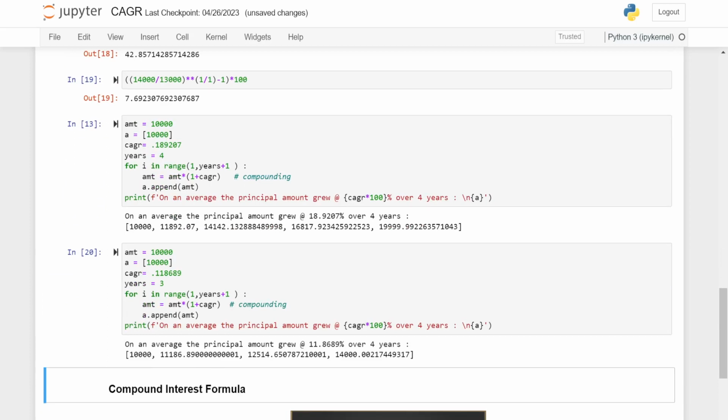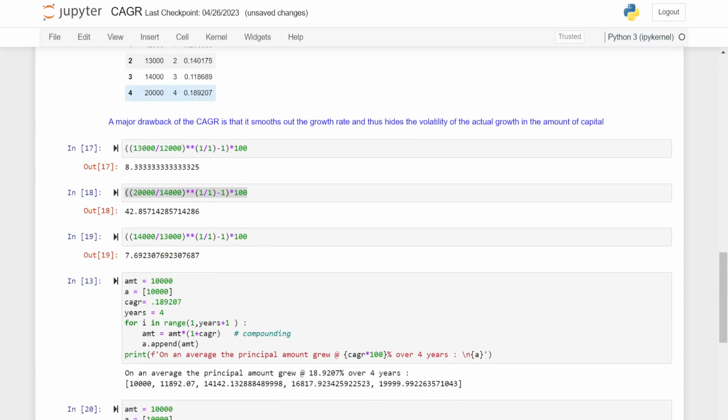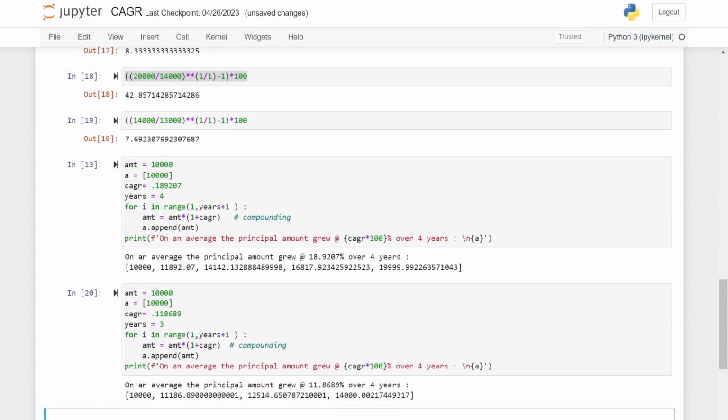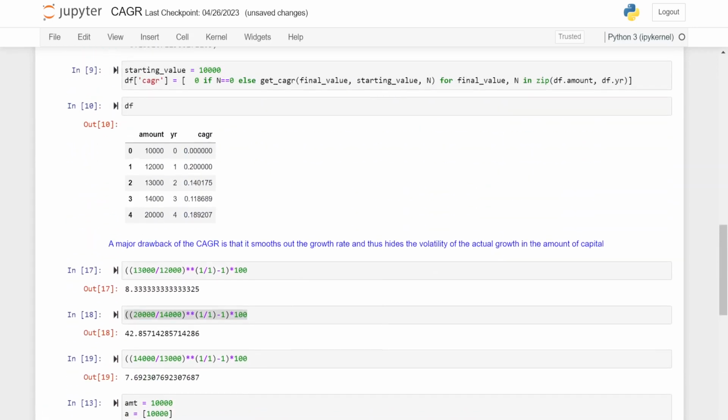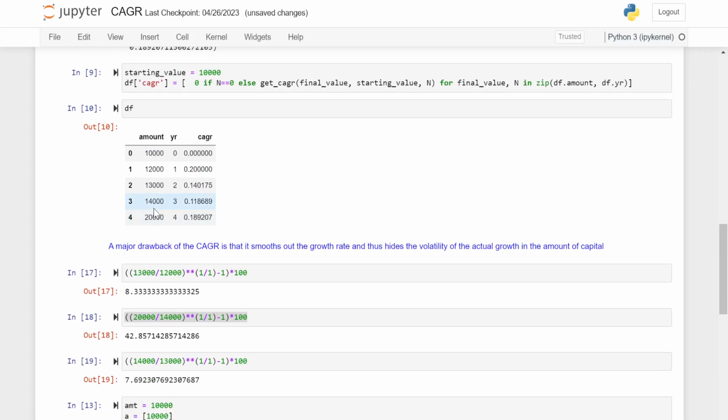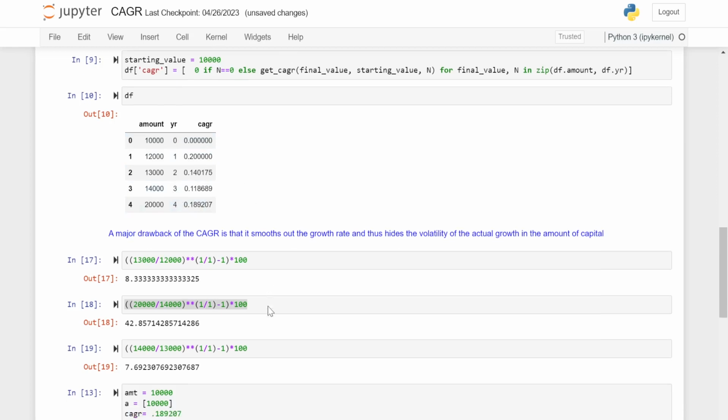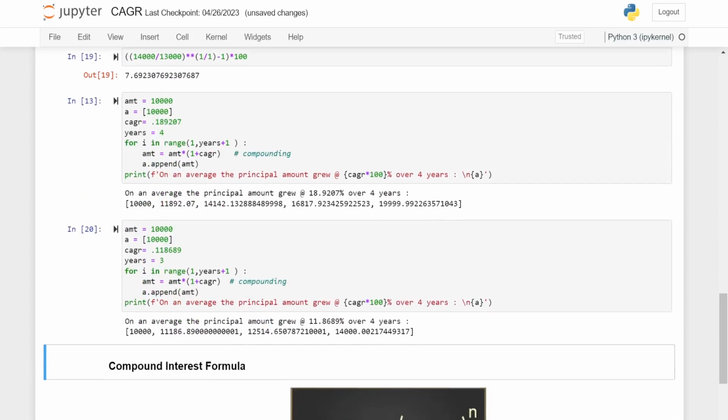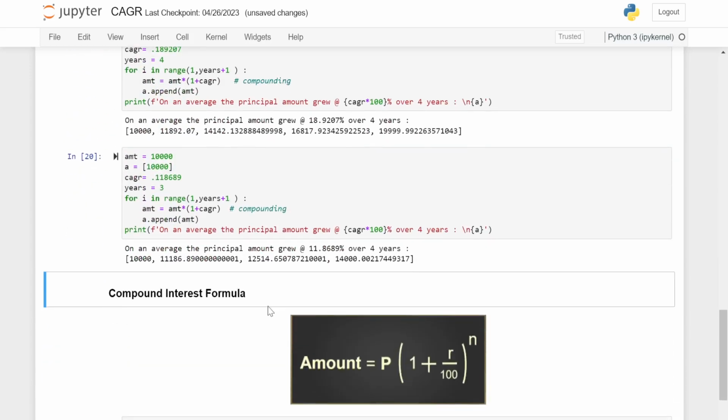10,000 will become 11,000, then 12,000, and then it becomes 14,000. But we are calculating CAGR. We are plugging in this divided by this, and then 1 divided by the number of years, that is 3. And then we are calculating, and that is how we are arriving at CAGR.